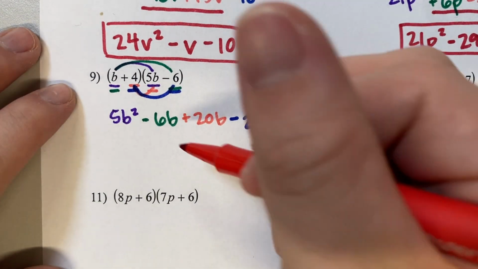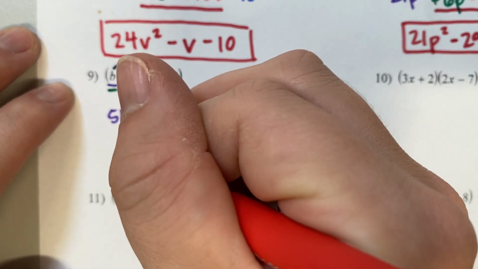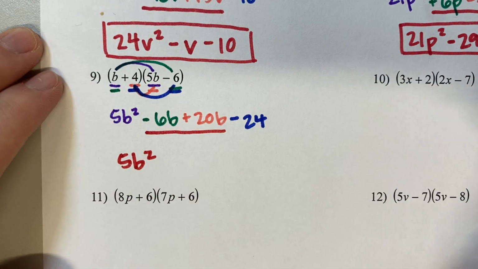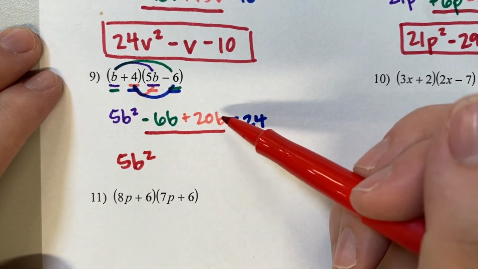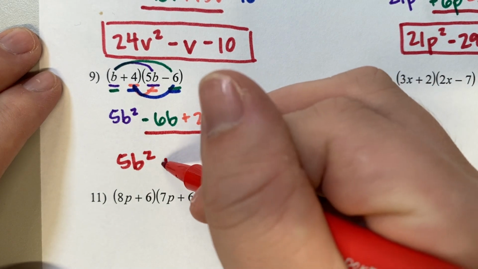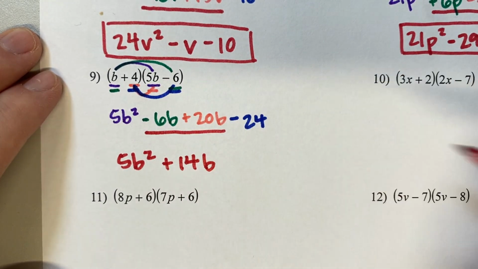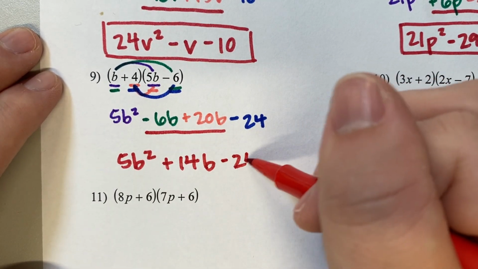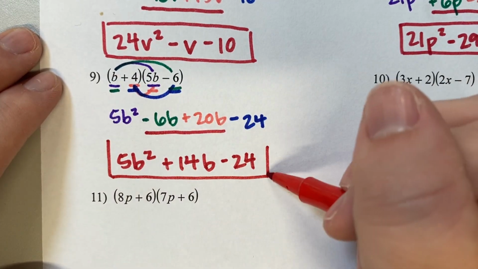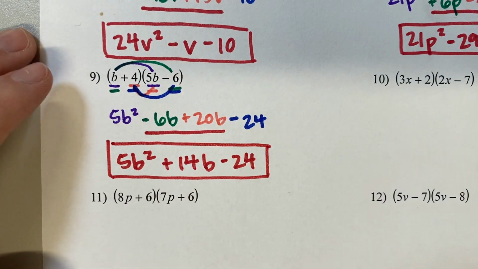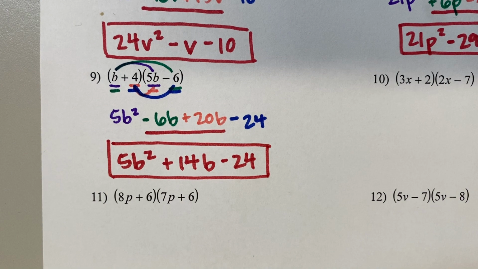Okay, let's go ahead and combine like terms. So 5b squared can't combine with anything. Negative 6b plus 20b would be positive 14b. And negative 24. Okay, so that was FOIL.